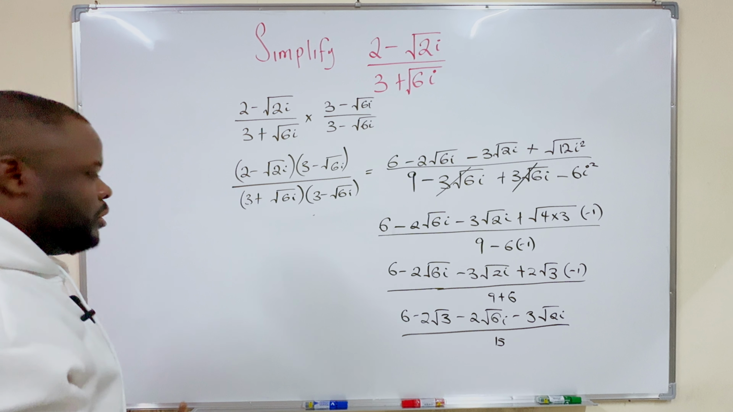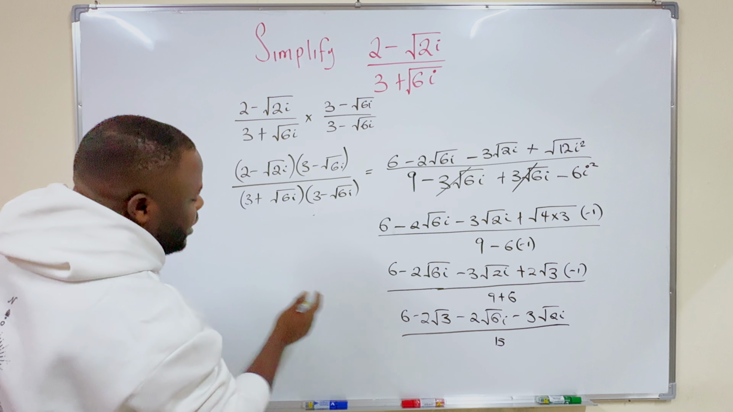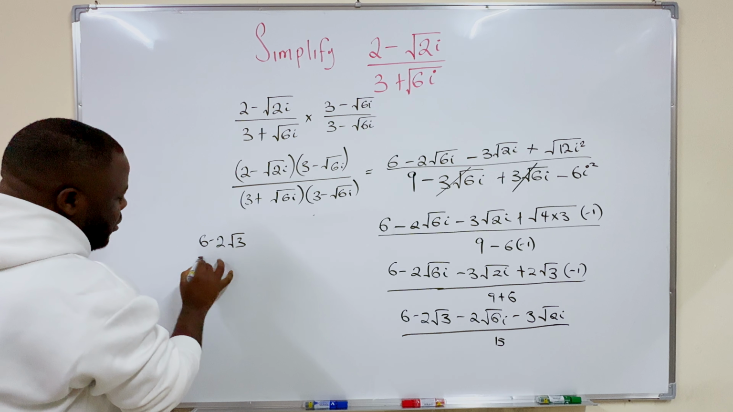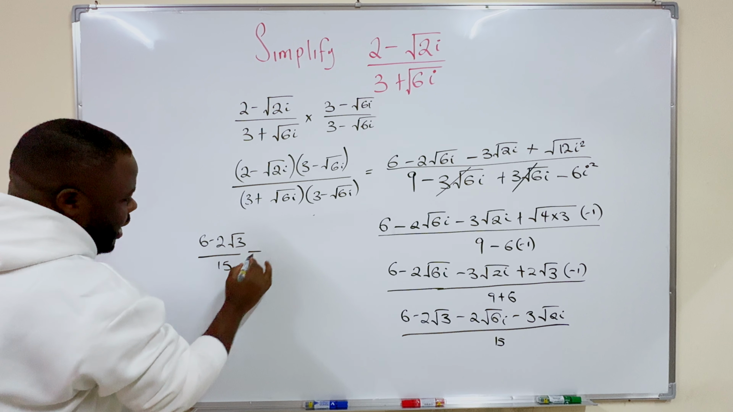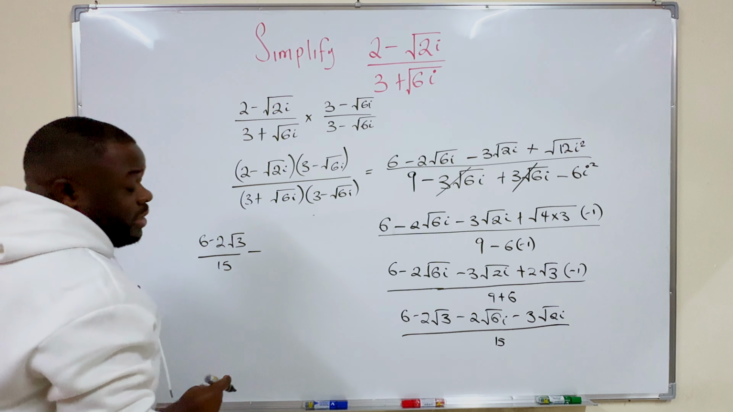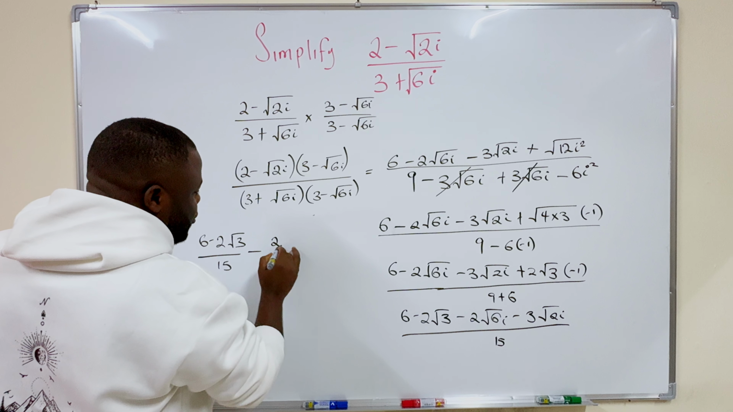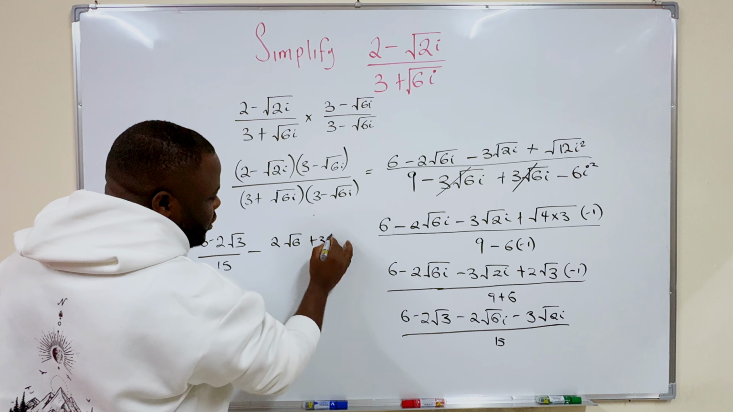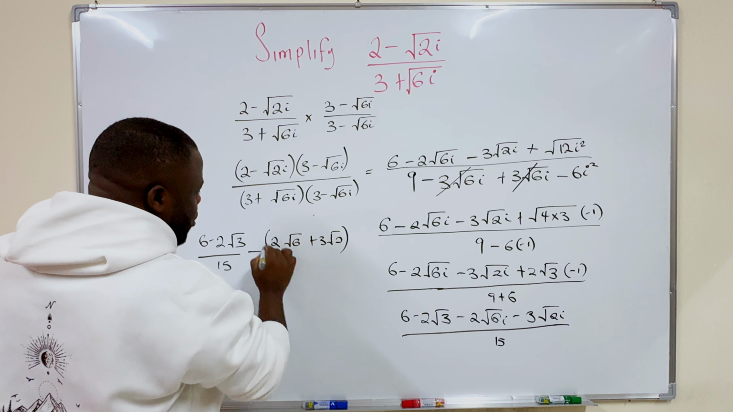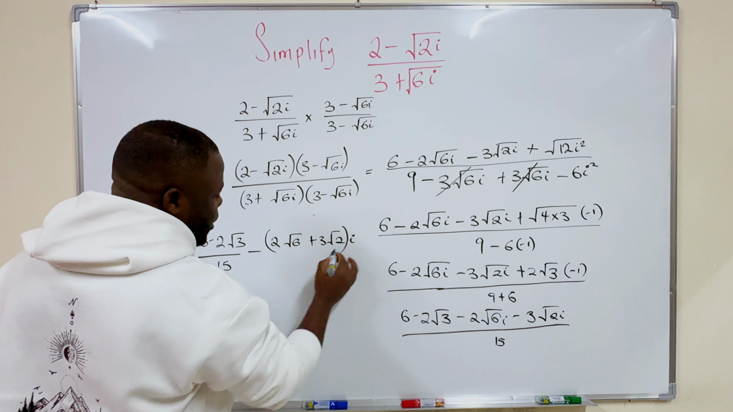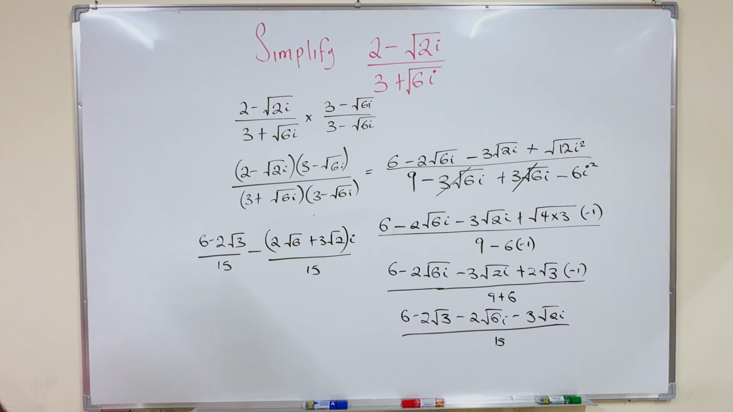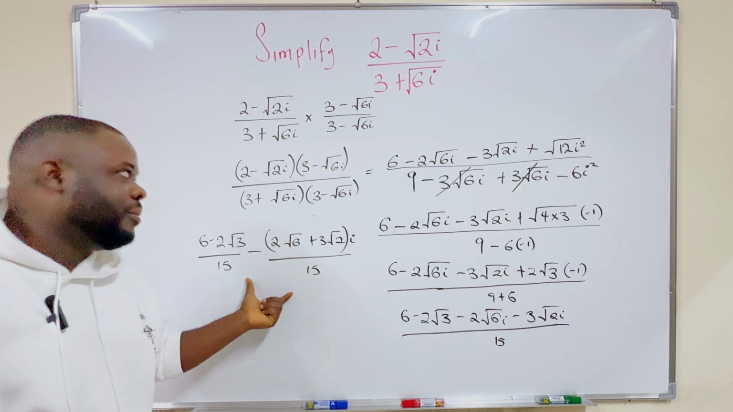But you can simplify it further to be 6 minus 2 square root of 3 over 15, minus, let's talk about the imaginary part, 2 square root of 6 plus 3 square root of 2, and you put your i here, over 15. So you will still get the same thing. So this is the simplest form of this.